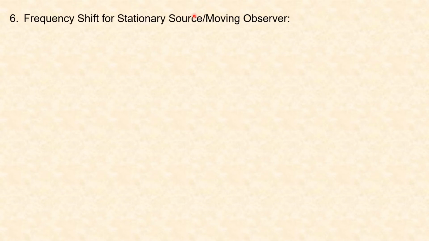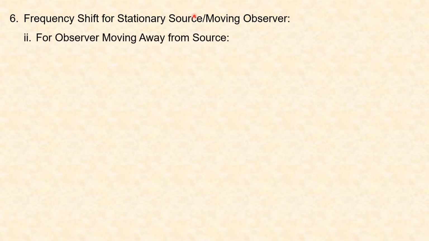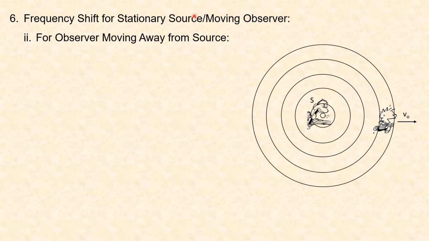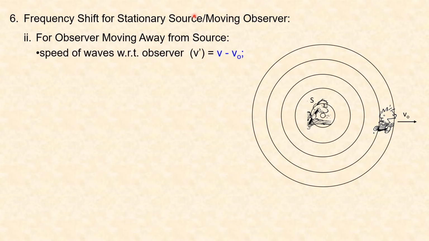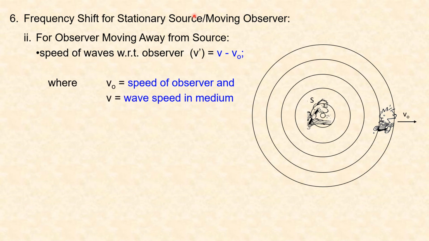All right, now that we have an expression for the Doppler frequency when the observer moves towards the wave source, let's look at the last case, where we have a stationary source, in this case Calvin's father yelling, his voice, and a moving observer, in this case Calvin, where now our observer is moving away from the source. So all we're really going to do is change some signs in this slide. The speed of the waves with respect to the observer now, v prime, is going to be the speed of the wave in the medium minus the speed of the observer.